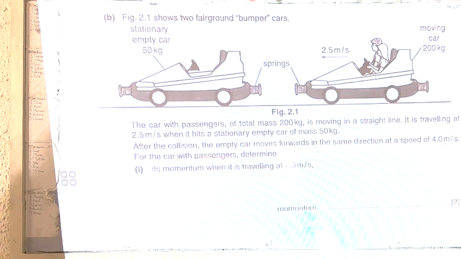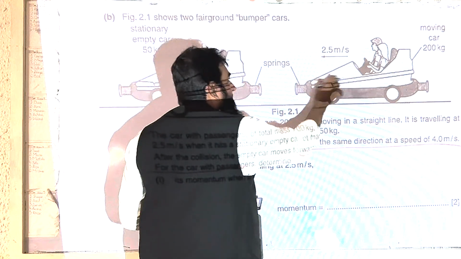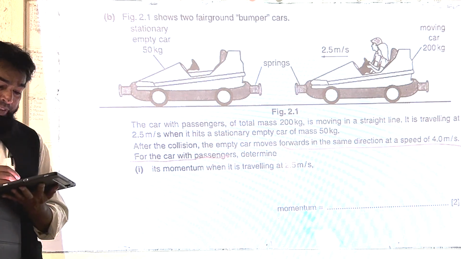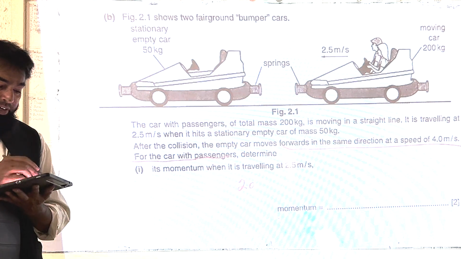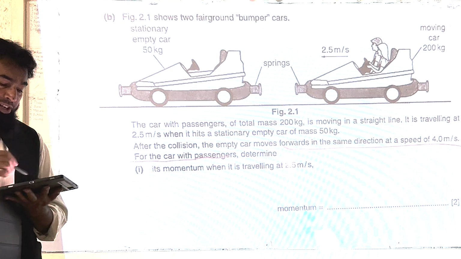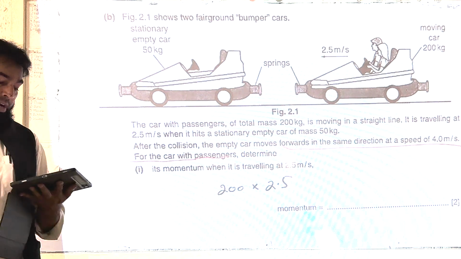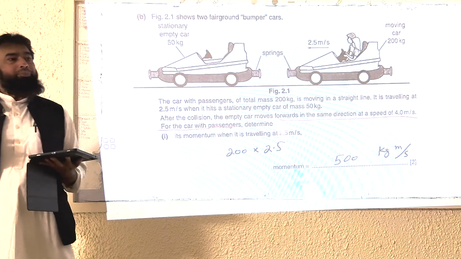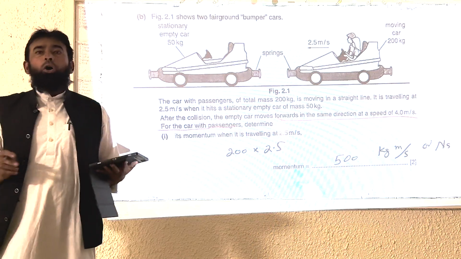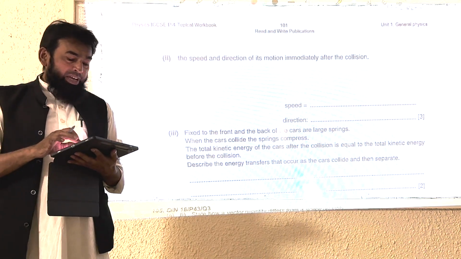How can we find the momentum of the passenger car, which is behind? Momentum is equal to mass into velocity. Mass is 200, the mass of the car is 200 kg, times 2.5, which is 500. Very good. The unit is kg meter per second, or you can also write newton second. Now, please concentrate. Now next part.